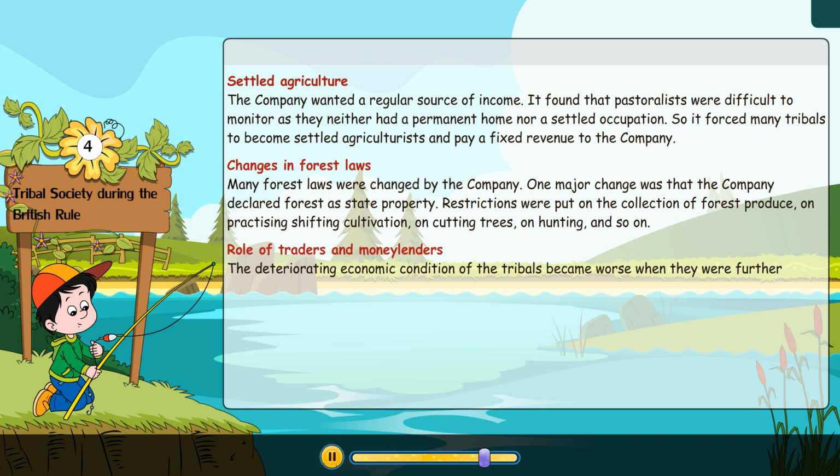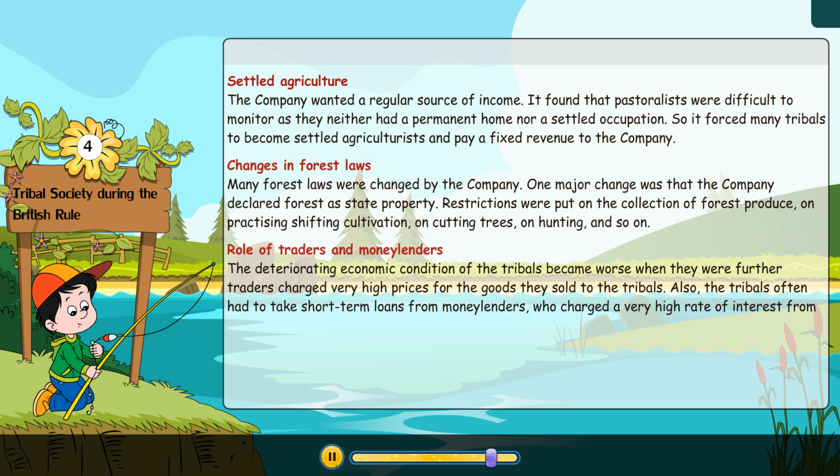Role of traders and moneylenders. The deteriorating economic condition of the tribals became worse when they were further cheated by traders and moneylenders. The traders charged very high prices for the goods they sold to the tribals. Also, the tribals often had to take short-term loans from moneylenders, who charged a very high rate of interest from the illiterate tribals.